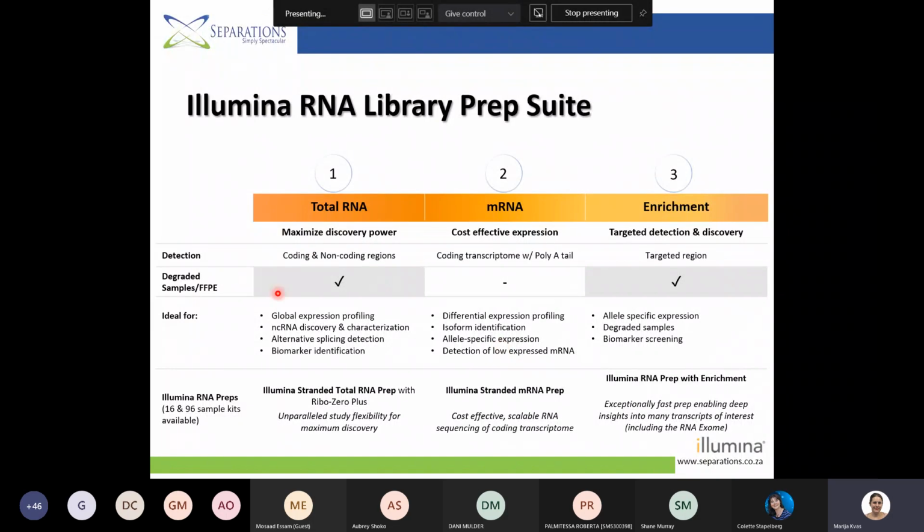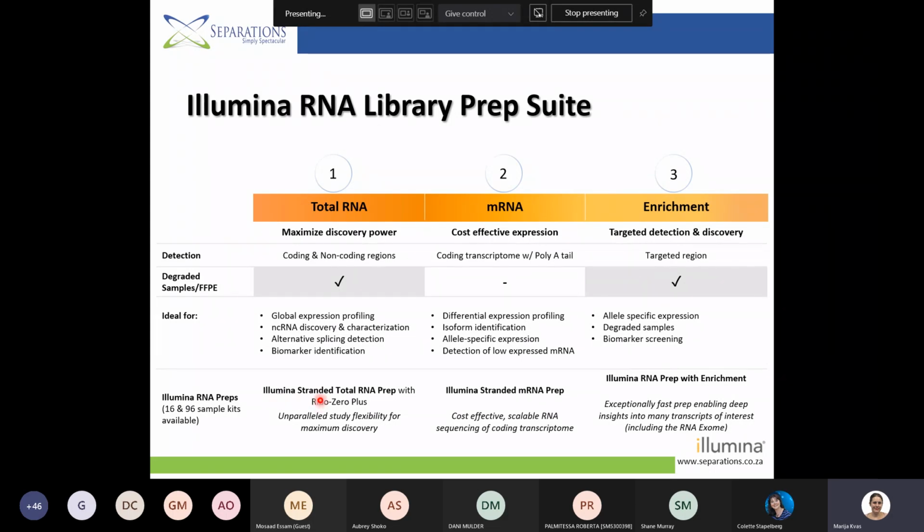So you heard me talking about total RNA. Here, like I mentioned, we're talking about coding and non-coding regions. Because we are depleting ribosomal RNA, pulling out ribosomal RNA, we are left with everything else. That's why it's coding and non-coding. We're physically throwing away, well, in this instance, we are enzymatically chewing up our ribosomal RNA, but everything that we are left with is coding and non-coding RNAs. And that is ideal for global expression profiling, non-coding RNA discovery and characterization, alternative splicing detection, and biomarker identification.